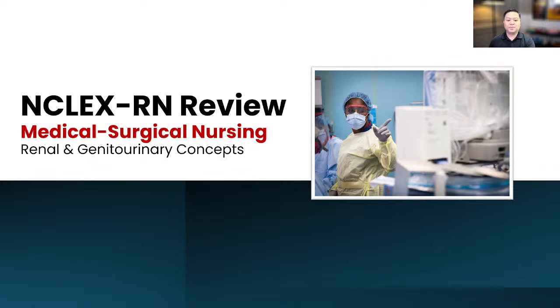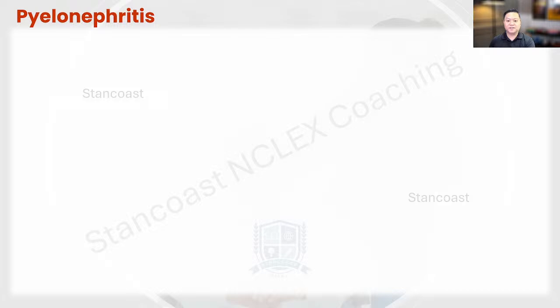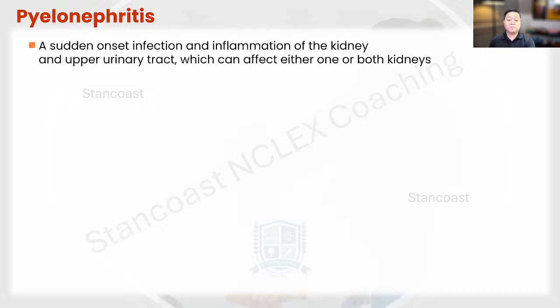But today I'll talk about the nursing care and the management for an adult patient with pyelonephritis, and we'll have some Q&A right after. Now, talking about pyelonephritis, this is a sudden onset infection and also inflammation of the kidney and upper urinary tract, which can affect either one or both kidneys.